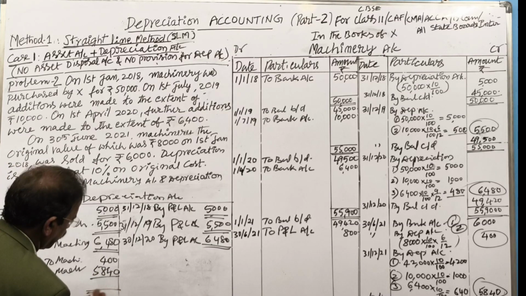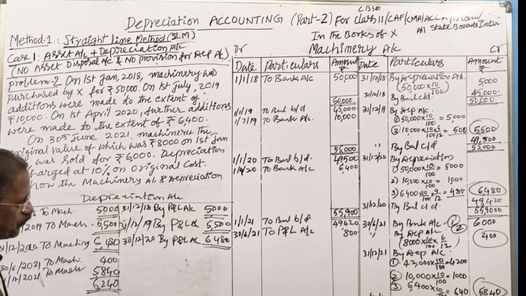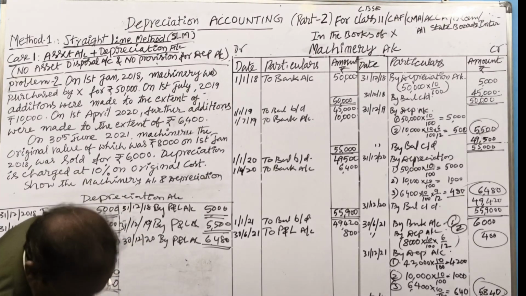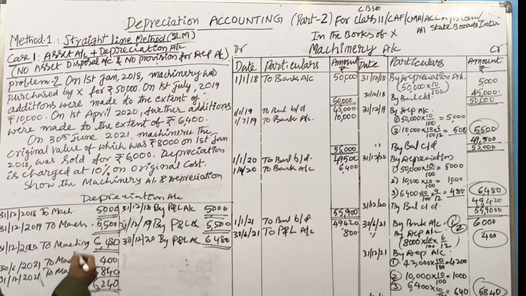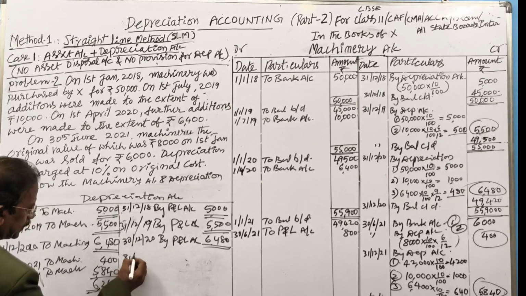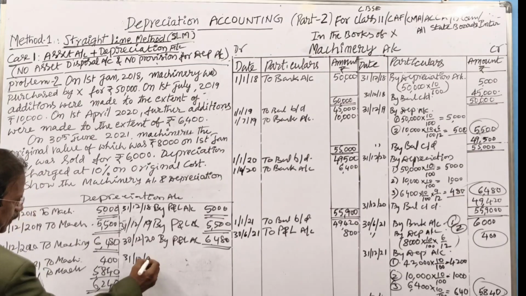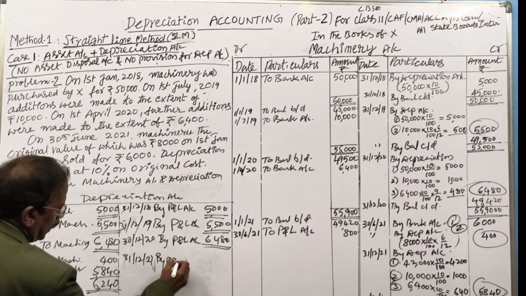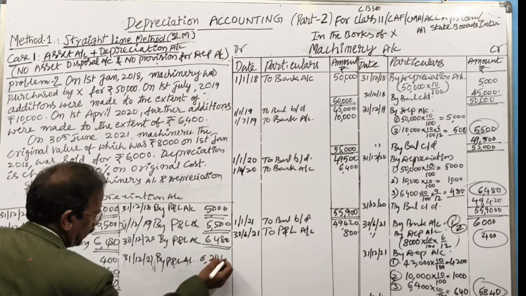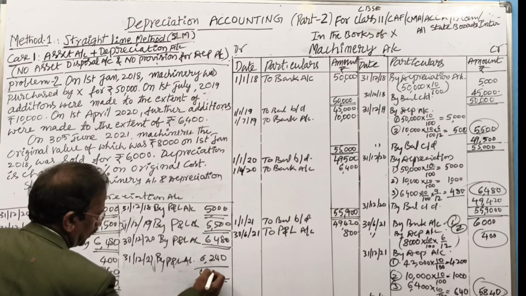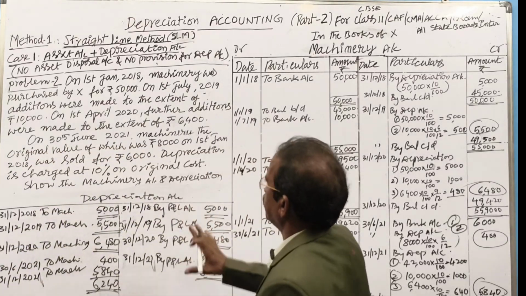5,840, over. Now this total you take: 6,240. So you should transfer it to the profit and loss account. On which date? At the end of the year, 31/12/2021 by P&L account. This total is 6,240. So this is the way you have to prepare the machinery account and depreciation account.